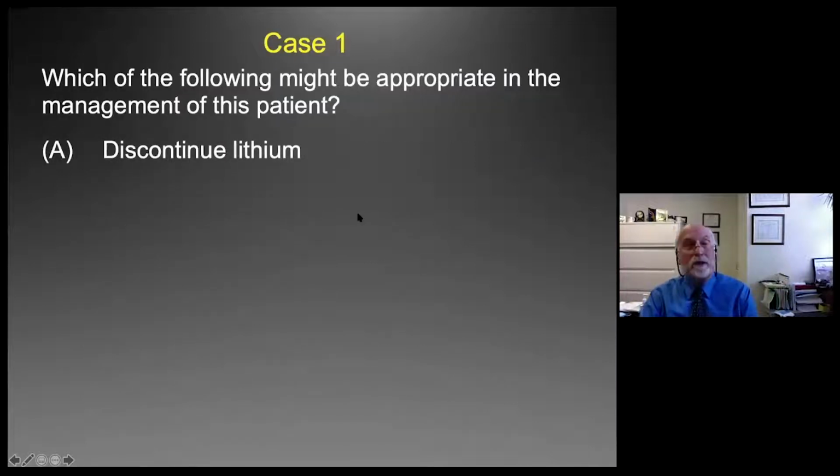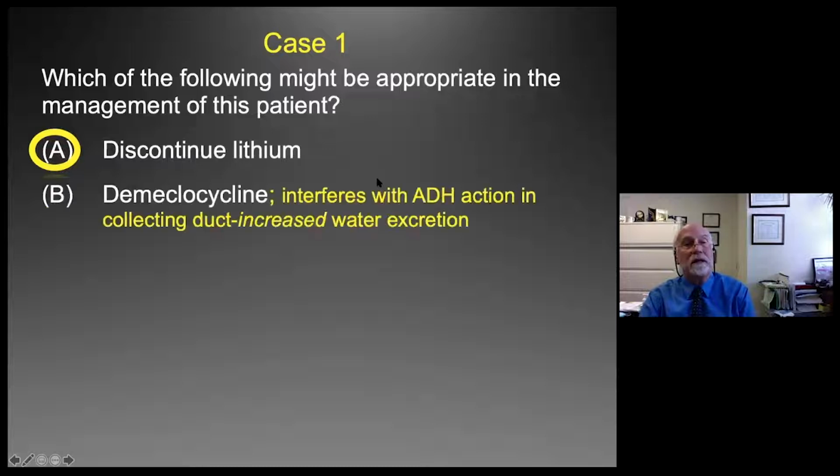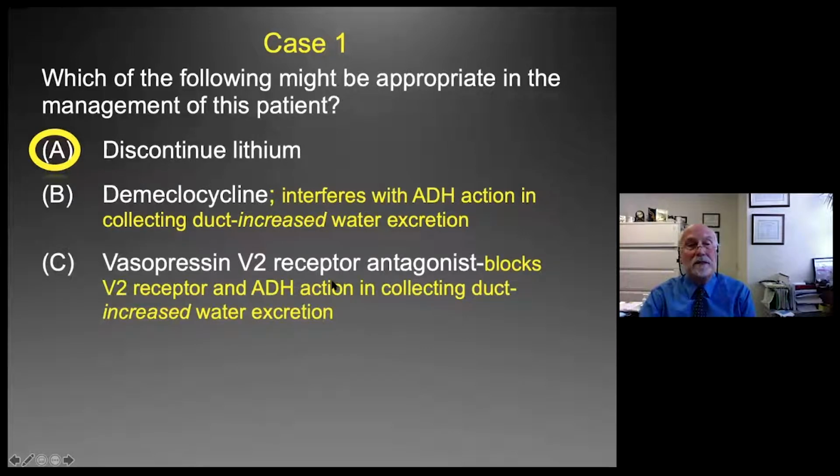So back to the choices. Discontinuing lithium was the correct answer, and I suspect most of you selected that. The reason these other choices are incorrect are now shown. So demeclocycline actually is used for the treatment of hyponatremia, as I mentioned at the beginning of the case. It's an old treatment that indirectly interferes with the action of ADH and promotes more water excretion. So anything that promotes more water excretion is going to exacerbate or worsen this person's hypernatremia. We have better drugs now than demeclocycline.